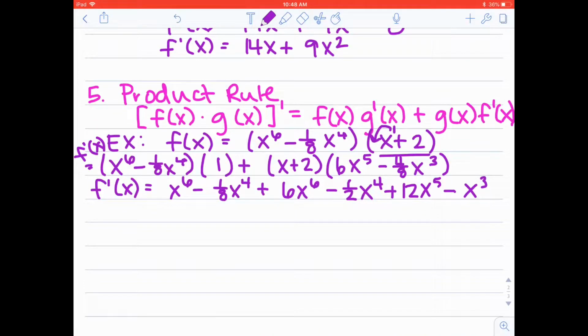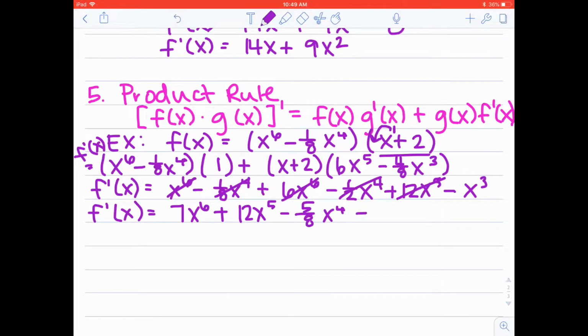And then I can go ahead and combine my like terms to see what my final answer is. So it looks like my highest exponent of x is a 6. So I've got 1 there and 6 there. That makes 7x to the 6th. And then I've only got one term that's to the 5th. I've got negative 1/8 x to the 4th and negative 1/2. That's negative 4/8. So altogether that's negative 5/8 x to the 4th. And then minus x to the 3rd.